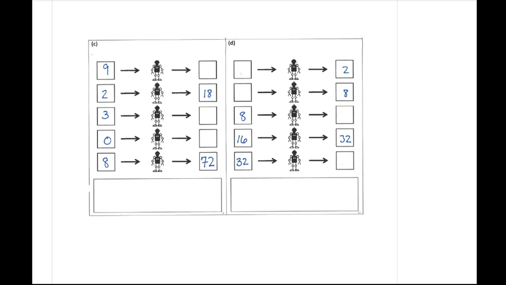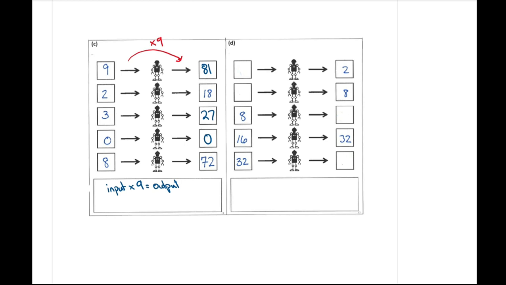So thinking about our numbers, we should recognize or find out, whether by looking at it or by guessing and checking using our calculators, that we would multiply by 9. So that means 9 times 9 gives me 81. 2 times 9 gives me 18. 3 times 9 gives me 27. 0 times 9 is 0. 8 times 9 is 72, which we already had. So again, our rule would be input multiplied by 9 equals output.